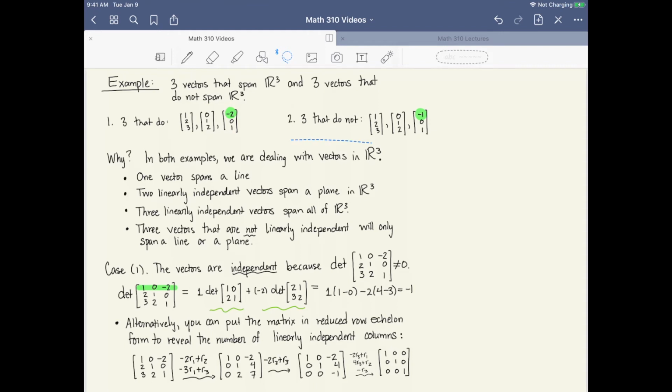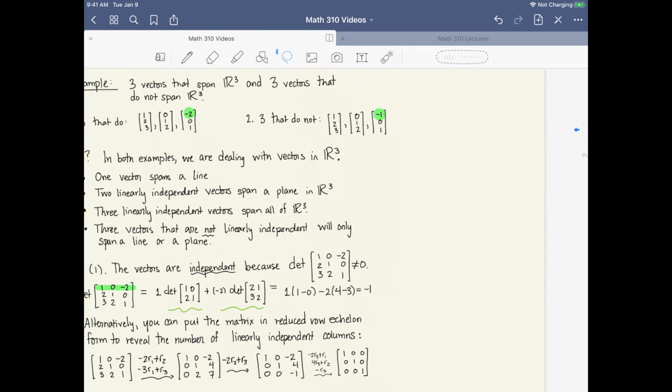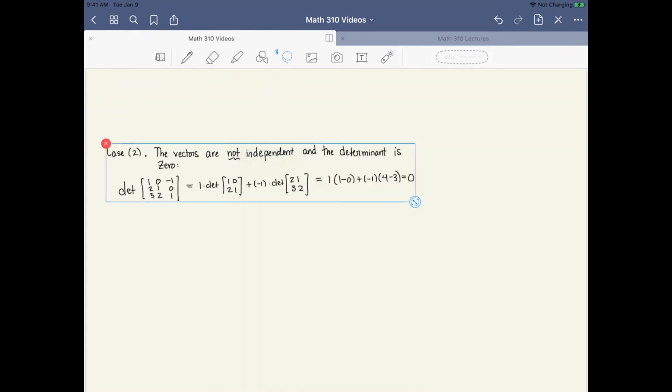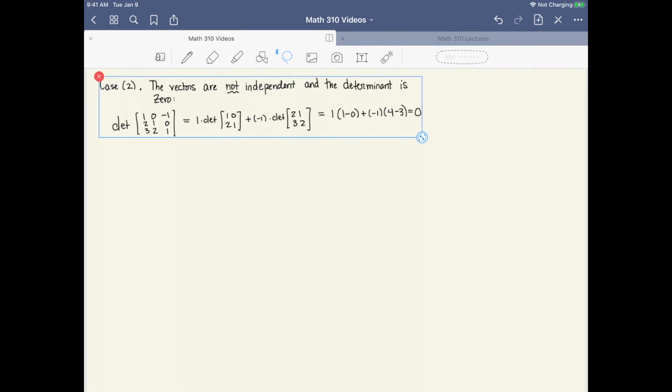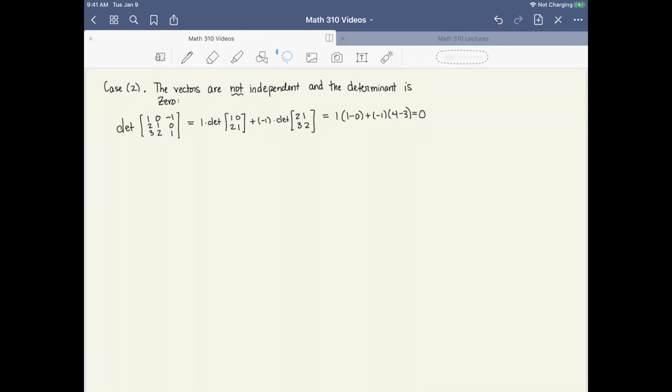Now let's consider example 2. In fact, let's go through both of these methods for example 2. Let's calculate the determinant, and let's also analyze the matrix using row operations. We're going to need to go to the next page for this. So if we take the next set of 3 vectors, we're going to do the same thing in the sense that we put them into a matrix, and we're going to calculate the determinant of that matrix here.